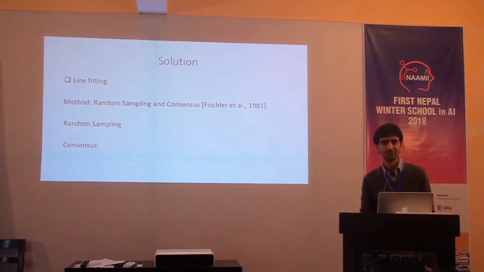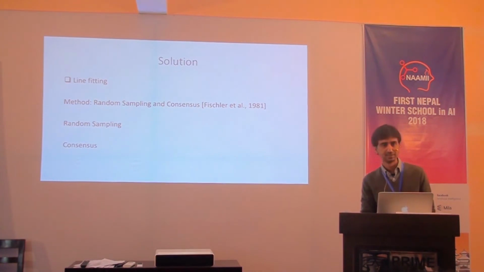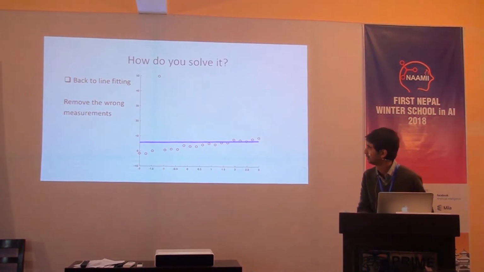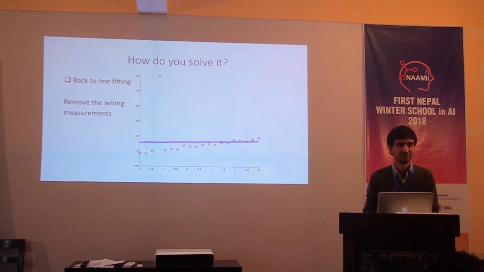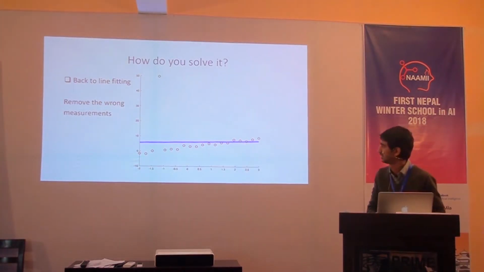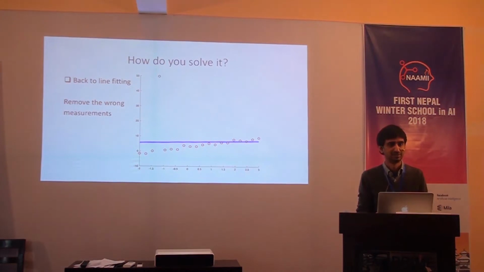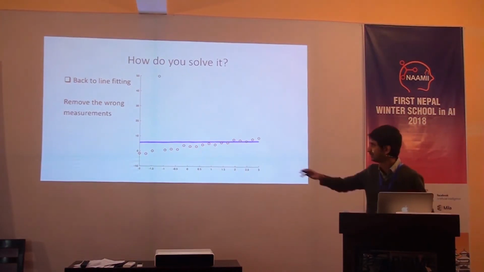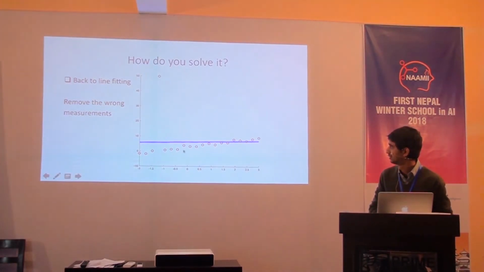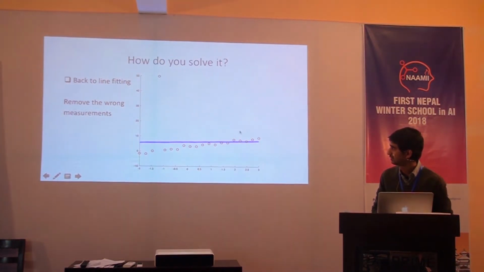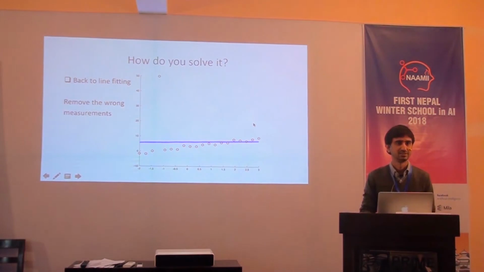So what you do is you randomly sample first, and then you check the consensus. So randomly sampling means you want to fit a line here with the minimum number of points. How many points do you need to fit this line? 2, right? So just select any random 2 points, and then you draw a line. Let's say you draw this line, and you have this line. Now you check the consensus.